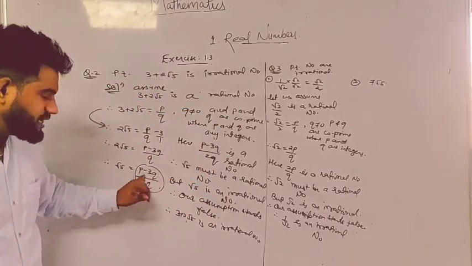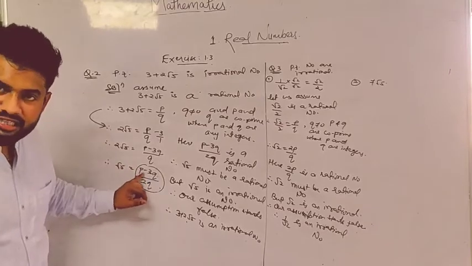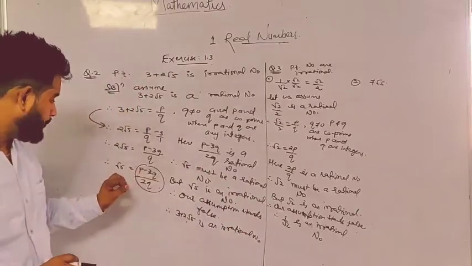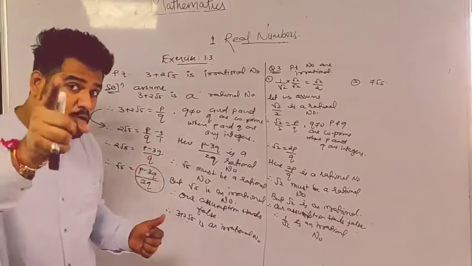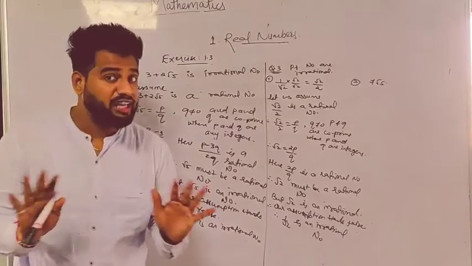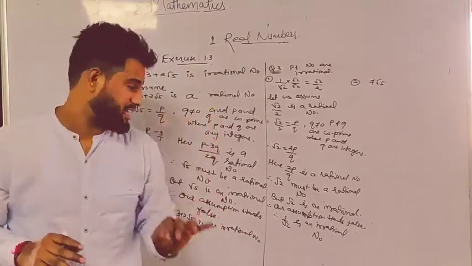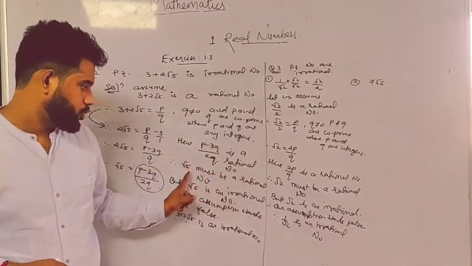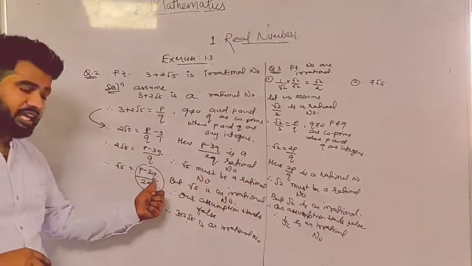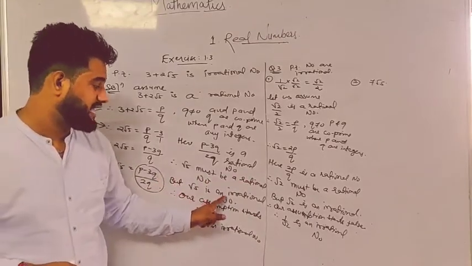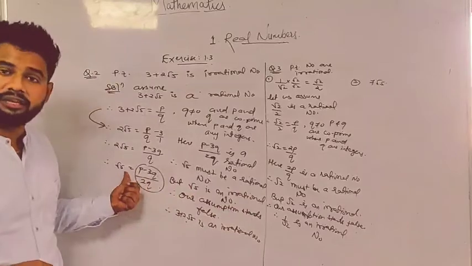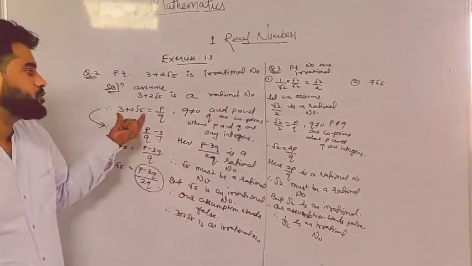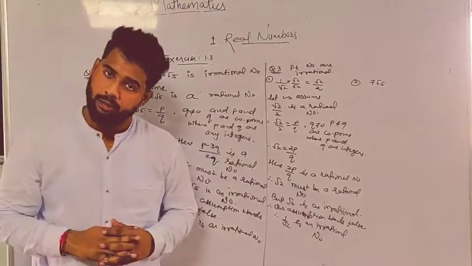But root 5 is equal to this number. So if this is rational, then root 5 must be a rational number, and only then are both equal. But you now know that root 5 is not a rational number. It is an irrational number. So p minus 3q upon 2q is a rational number, and root 5 must be a rational number because both are equal. But you know that root 5 is an irrational number, and if it is irrational, this cannot be rational. So our assumption is false, and 3 plus 2 root 5 is going to be an irrational number.